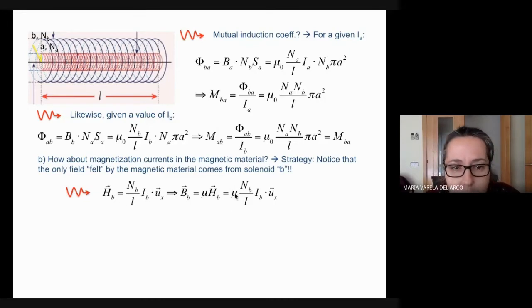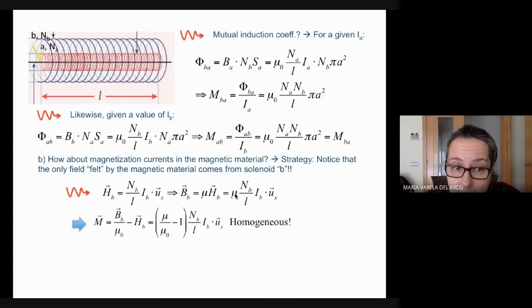Put H, put B. We need both because we need to calculate the magnetization. Okay, the magnetization inside the magnetic material will be B over mu naught minus H. So when you put these things together, this is what you get. And the interesting thing is that it's a homogeneous magnetization.